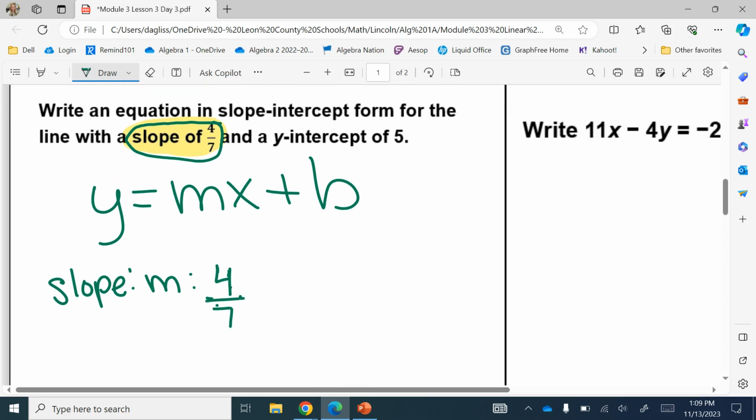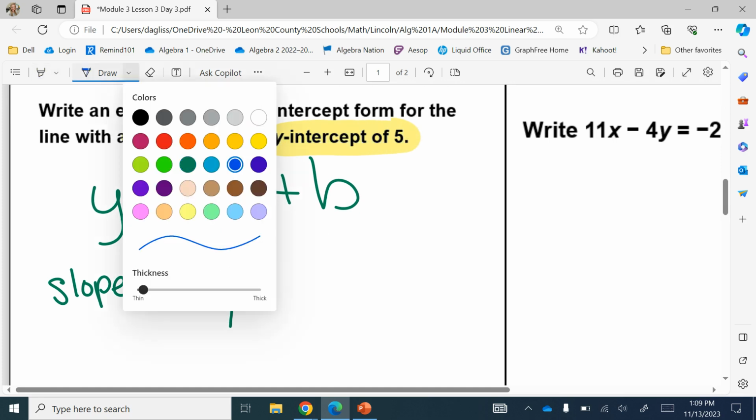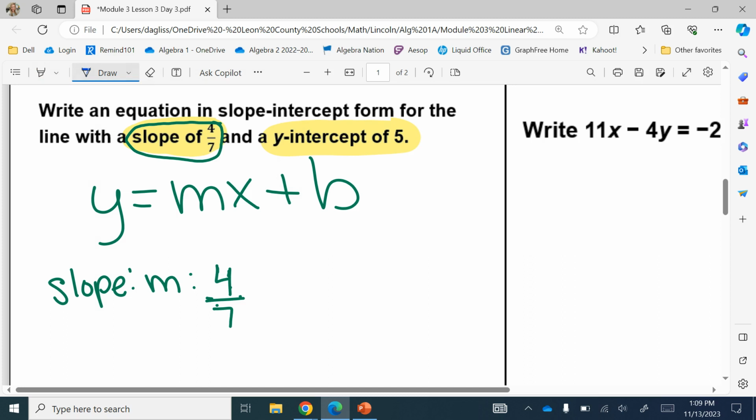All right, we have another number up here. We have a y-intercept of 5. So what is that? What letter? We already used M. Is it the Y, the X, or the B? It's where you begin your line. So our B is going to be 5. We begin on Y.